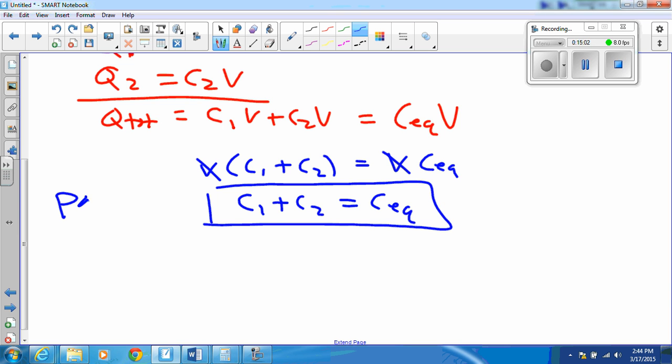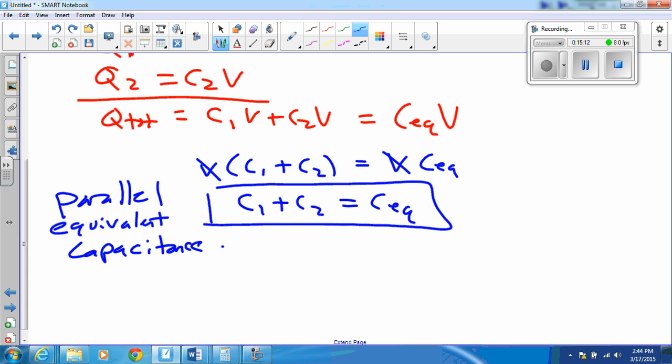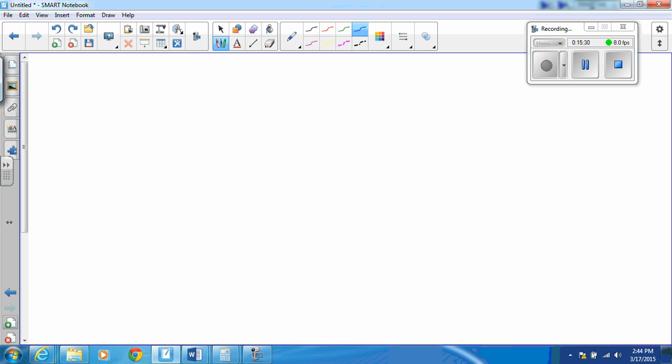So we have then the equivalent capacitance for parallel capacitors, or we'll call it parallel equivalent capacitance. And it's delightfully simple. CEQ is simply the sum C1 plus C2. Okay, well, that was successful, so we wonder what happens if we do it in series.